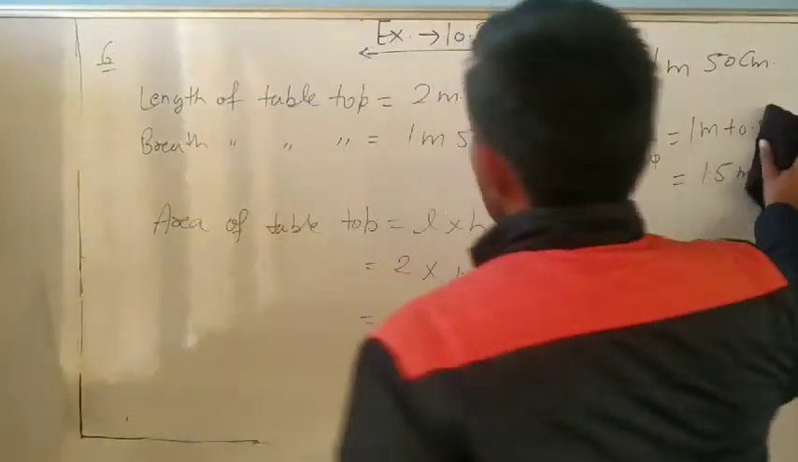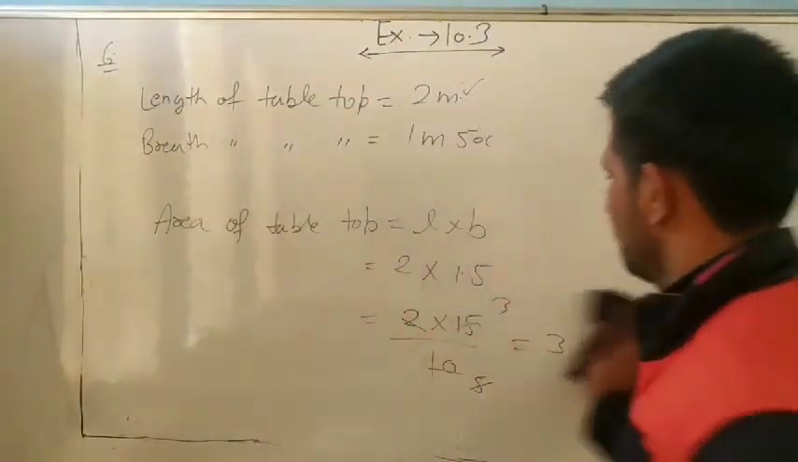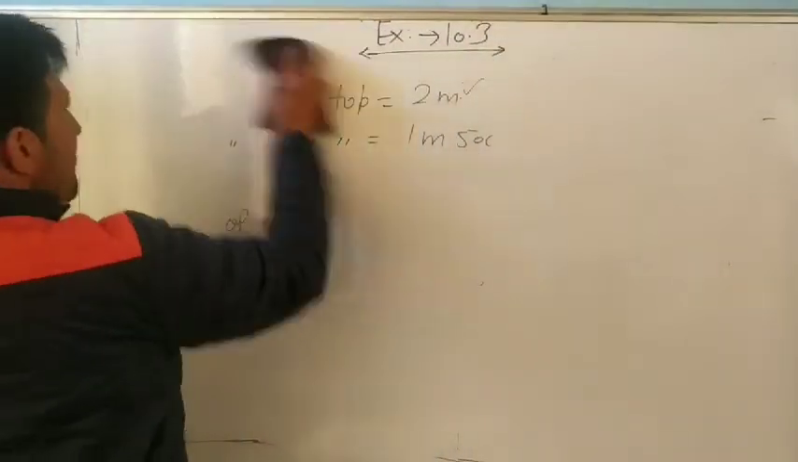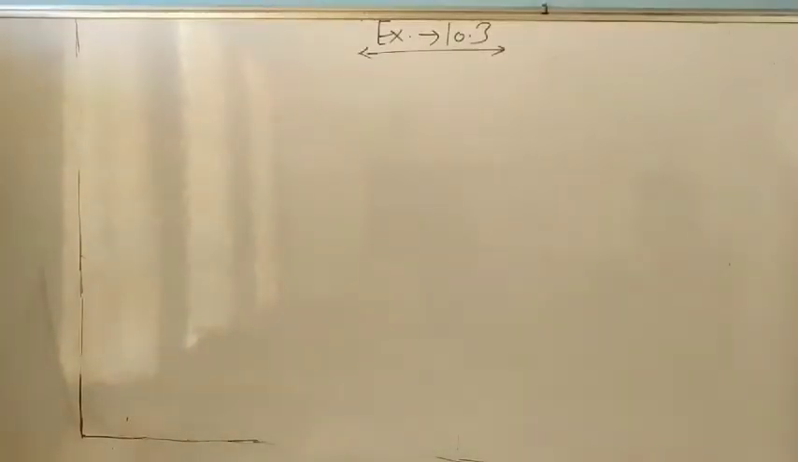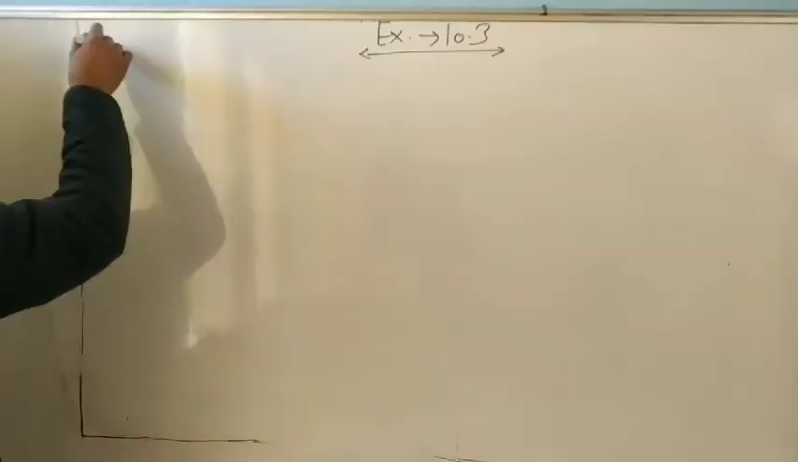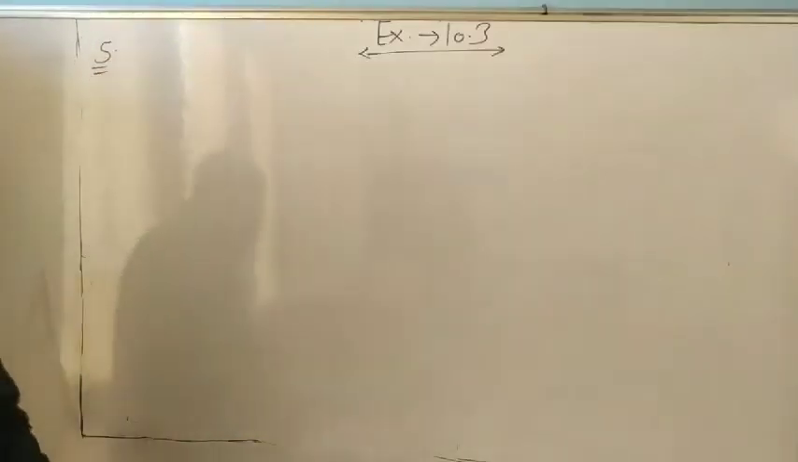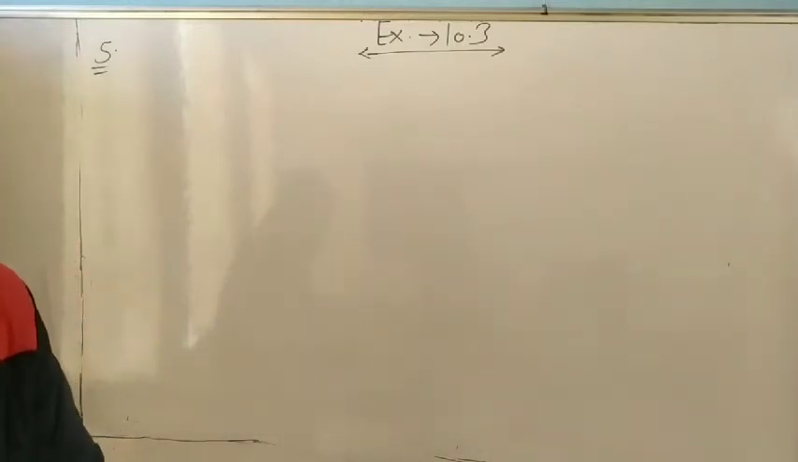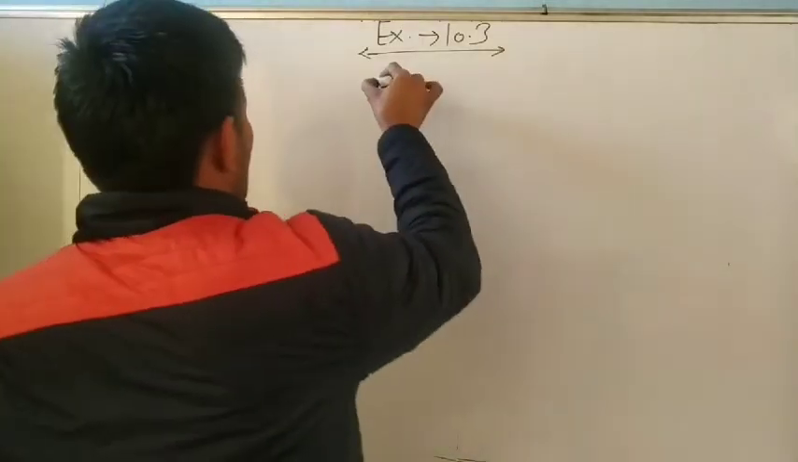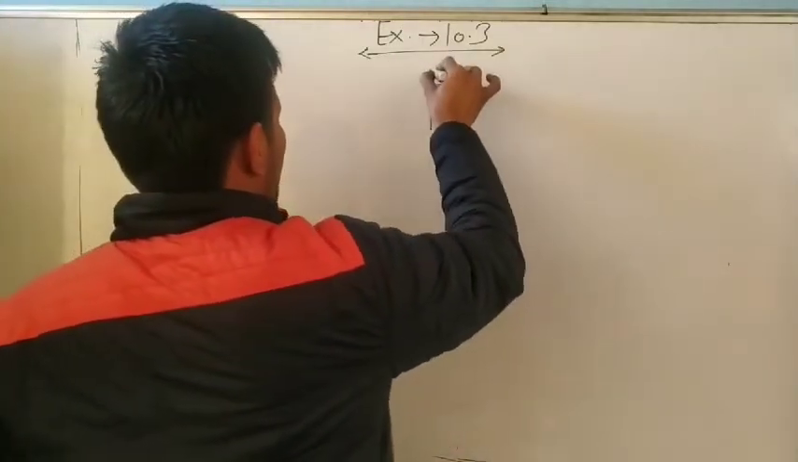Next is question number 5. Look at question number 5. What is the cost of tiling of a rectangular plot? A rectangular plot is given, beta.